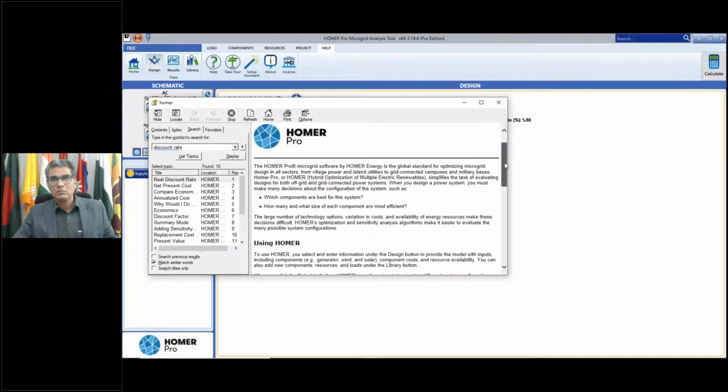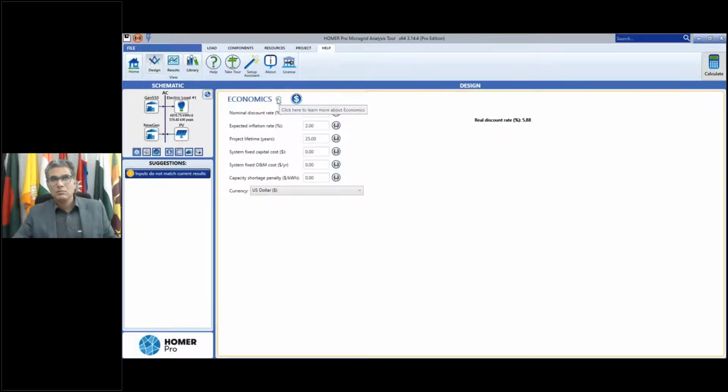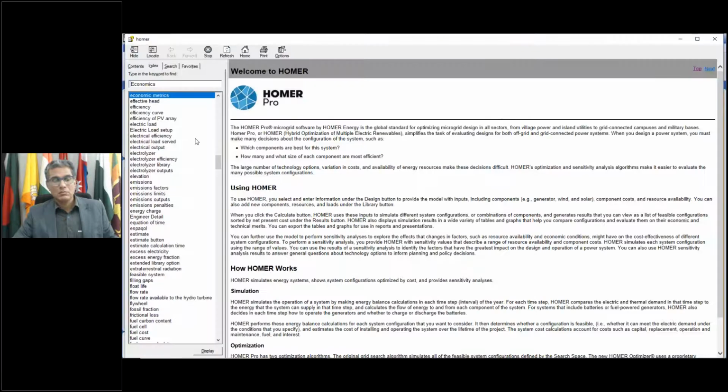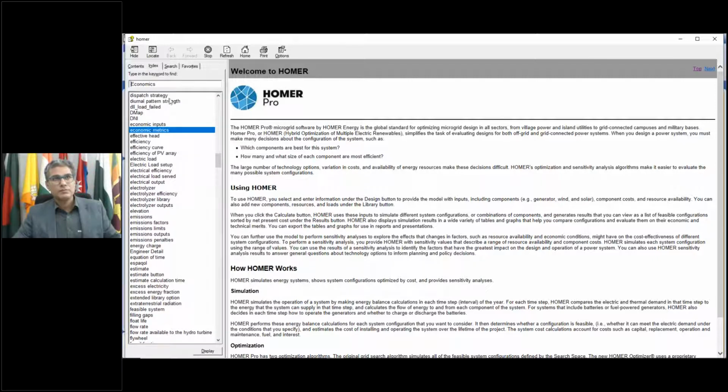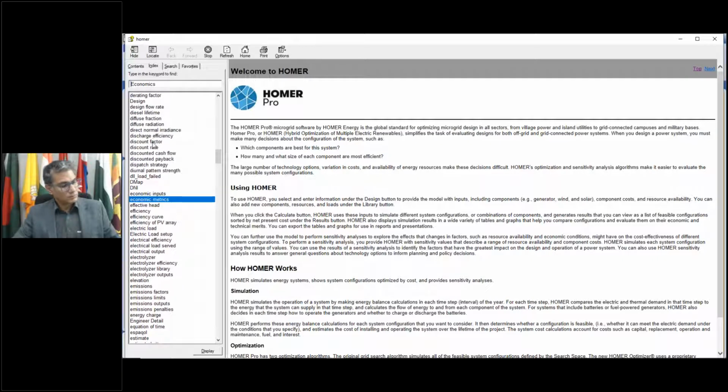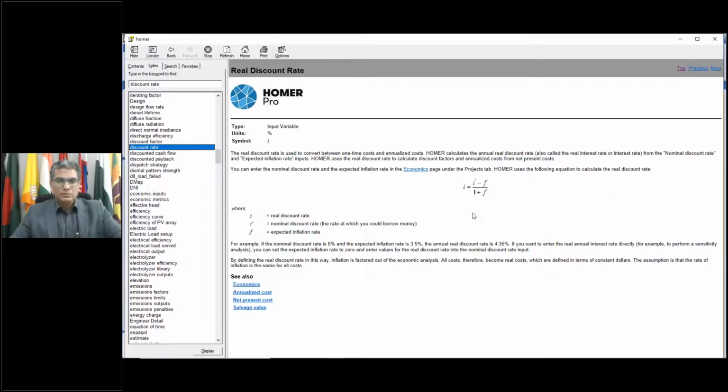Where's that, Peter? Here, let me open HOMER Pro. So yeah, it's under discount rate, I think. Yeah, here's the formula. So you have inputs here. Here's the real discount rate, then the nominal rate, which is the rate at which you could borrow money, so mostly the interest rate, and the expected inflation rate. So it combines that inflation and interest rate to give the real discount rate.